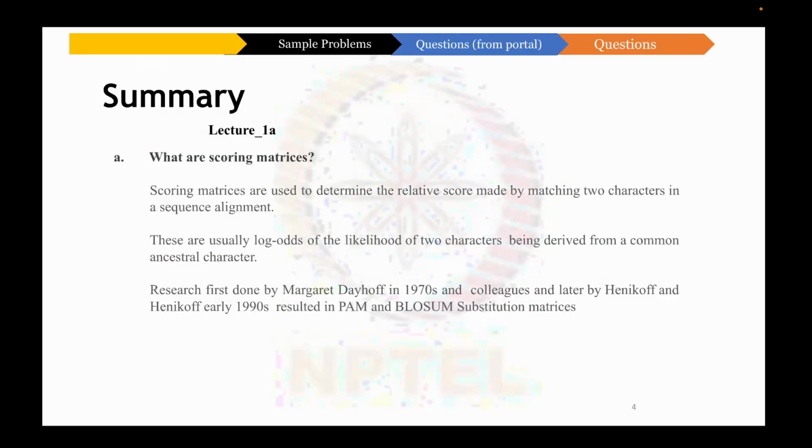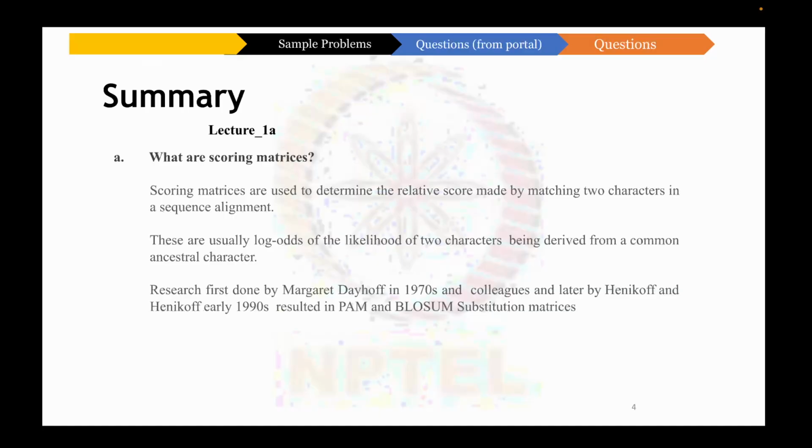Before starting with this week, in the previous week we learned about the basic structure of protein, DNA, carbohydrates and lipids, followed by the sequence alignment concept. In sequence alignment, we completed dot matrices and also gave an introduction to the scoring matrices.